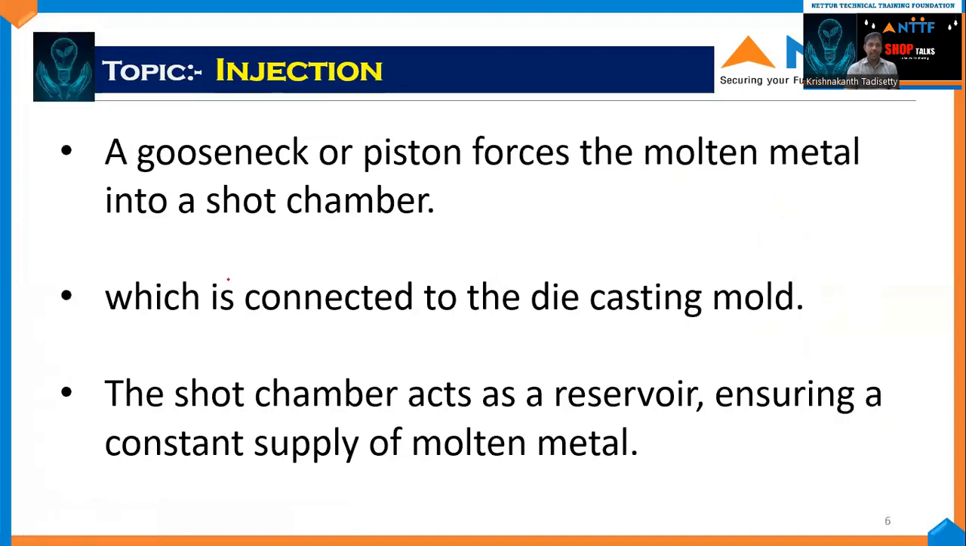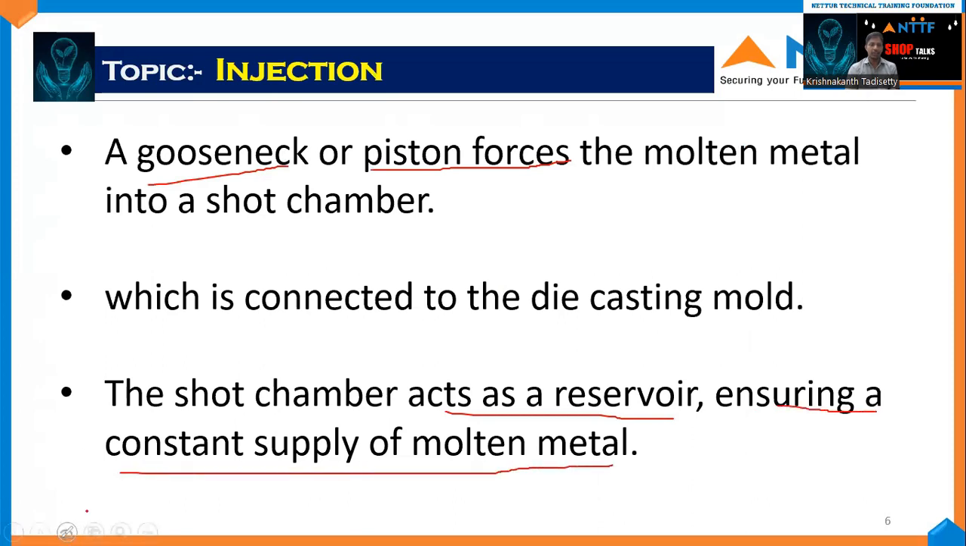Let's move to the second one, injection. Normally, in the cold working process, the injection used is screw type injection. But in this, especially, we are going to use a gooseneck or piston to force the molten metal into the shot chamber. Here, the shot chamber is nothing but the mold, which is cavity and core. This is connected to a die casting mold. The shot chamber acts as a reservoir, ensuring a constant supply of molten material.